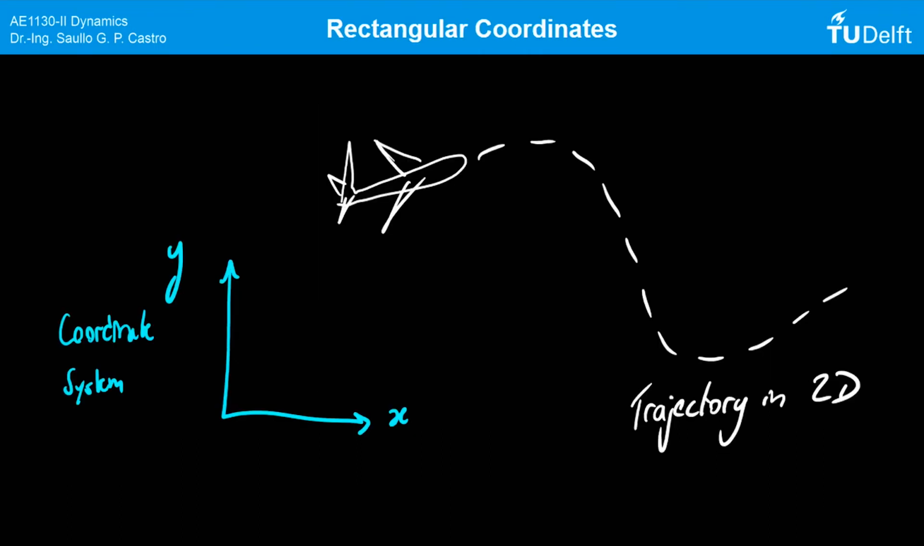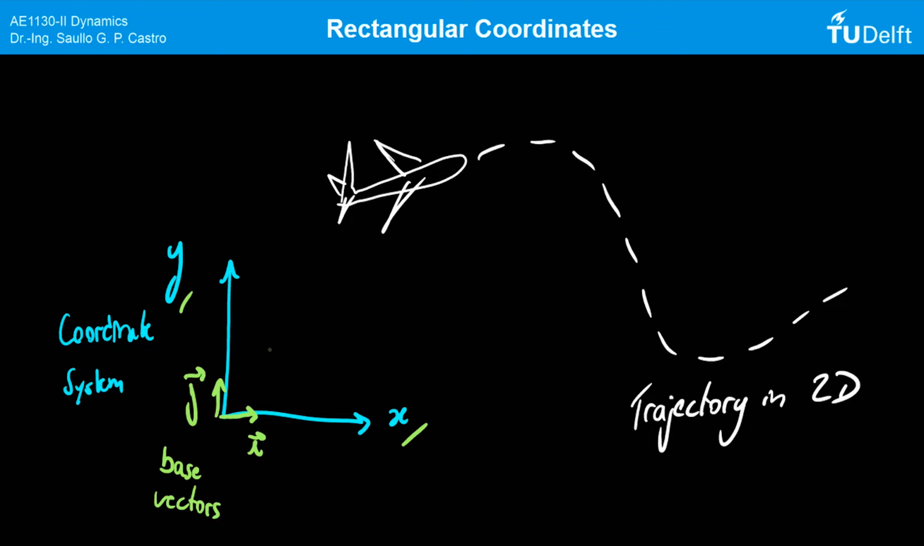In the rectangular coordinate system, we describe the 2D space using x, y coordinates, as shown here. So imagine we have an aircraft traveling through a trajectory in the two-dimensional space. In this coordinate system, we first define two base vectors i and j, so that we can easily describe any vector within this 2D space using the base vectors i and j.